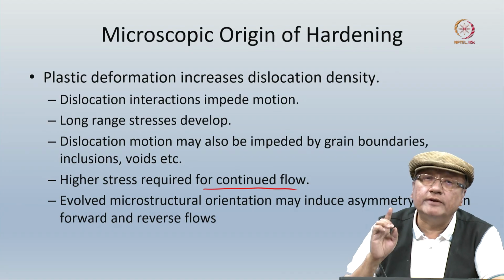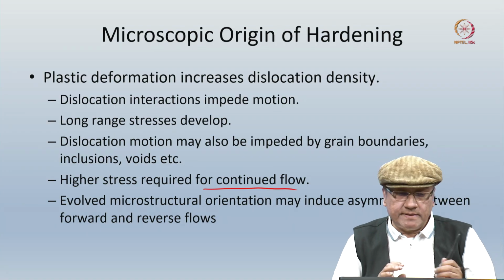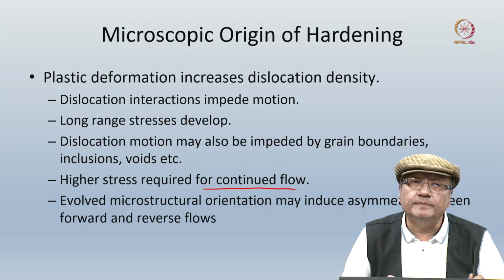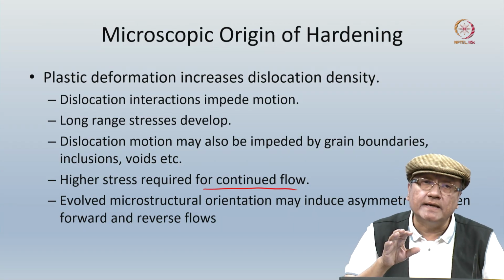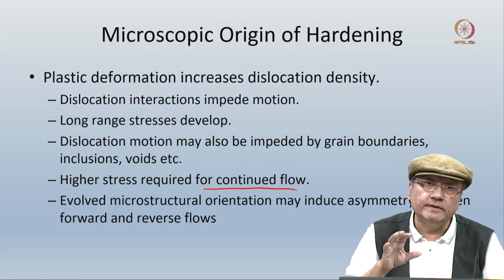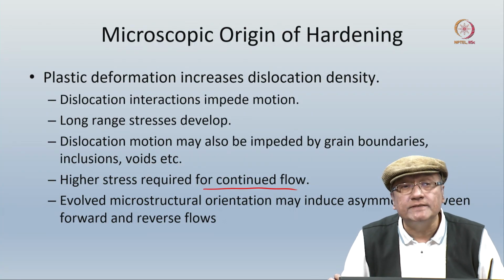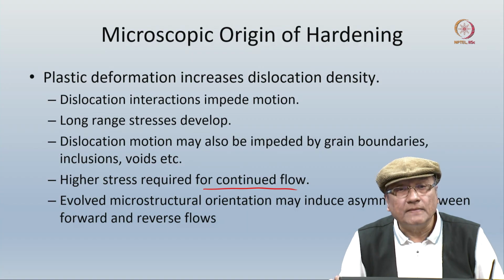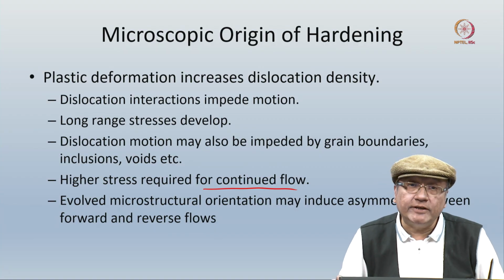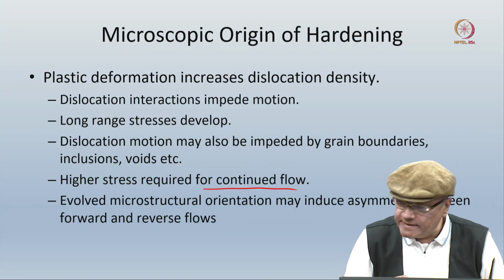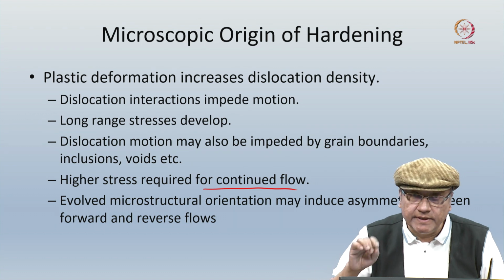So therefore there are two issues here. One is that the yield surface can just expand, which is basically manifested in what we call isotropic hardening, or its center can move, which is kinematic hardening. So these are the two things you need to remember.